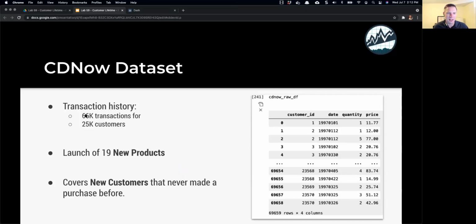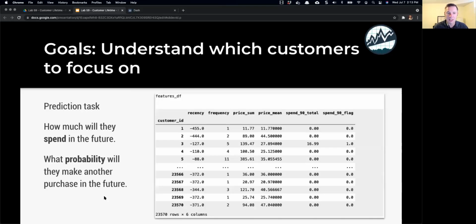About that data set, it contains the history of 66,000 transactions for 25,000 customers. It was the launch of 19 new products. So these products are CDs that didn't have previous demand. And it covers new customers that never made a purchase before, who made their first purchase within a 3-month window of each other. We'll talk more about that later. It's called a cohort or cohort analysis. And this was a really useful data set for this type of analysis.